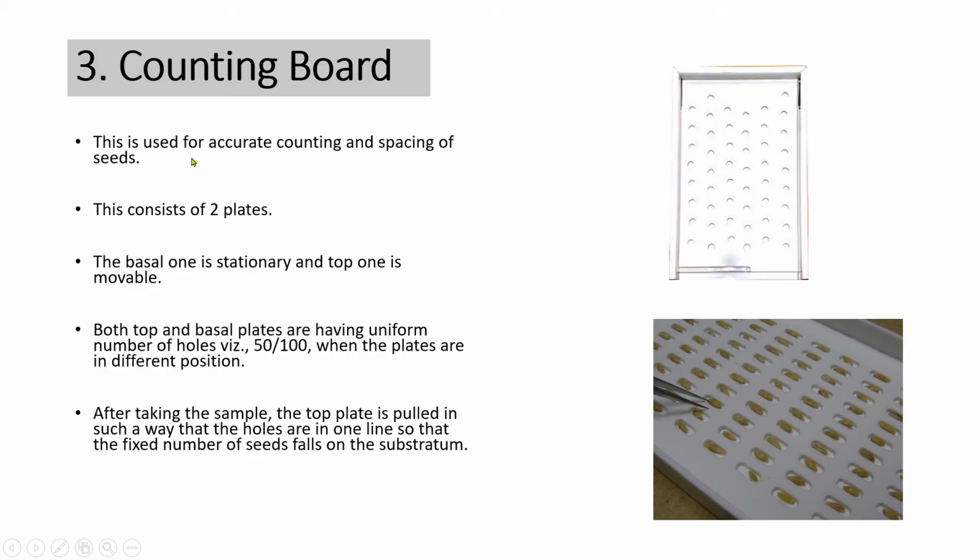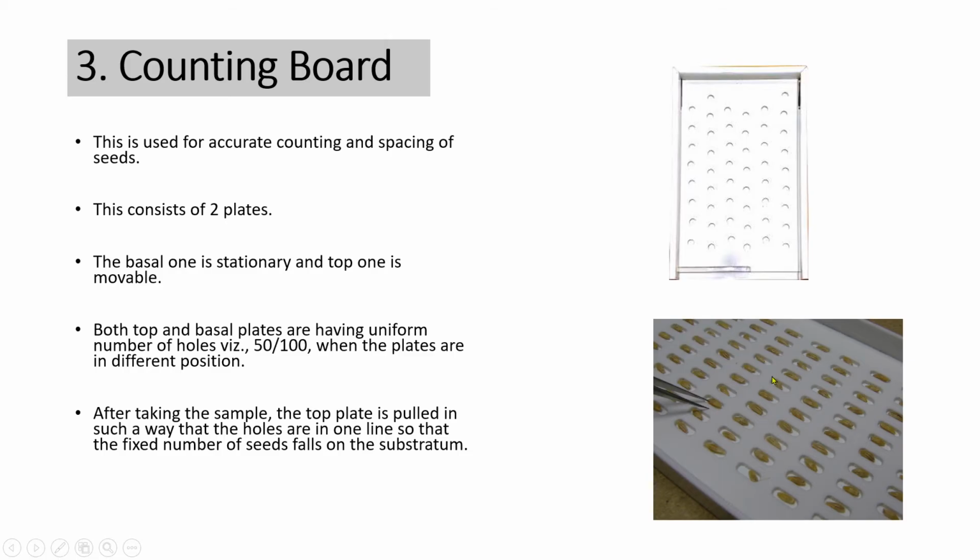And next is the counting board. It is a small piece of equipment used for counting the number of seeds. Usually, we have a plate which consists of two layers of steel plate. One flat plate is on the bottom, which doesn't have any holes, and another one on the top which has holes, and the number of holes is either 100 or 50.